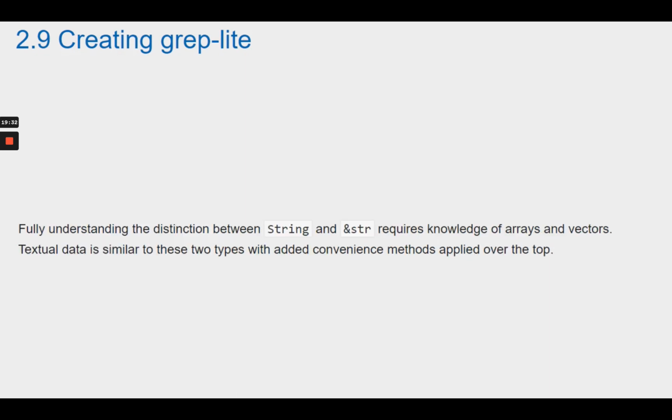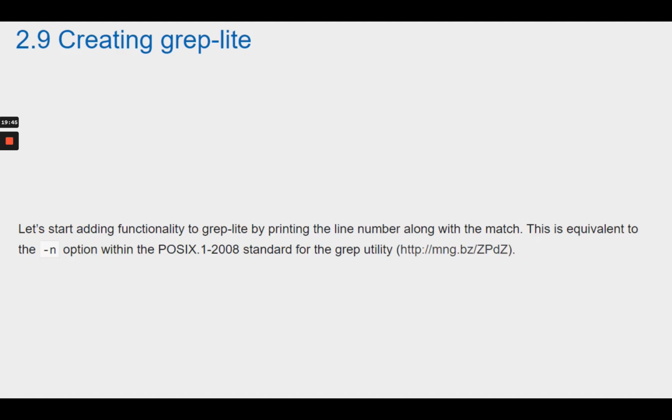Fully understanding the distinction between String and &str requires knowledge of arrays and vectors. Textual data is similar to these two types with added convenience methods applied over the top. Let's start adding functionality to grep-lite by printing the line number along with the match. This is equivalent to the -n option within the POSIX.1-2008 standard for the grep utility.